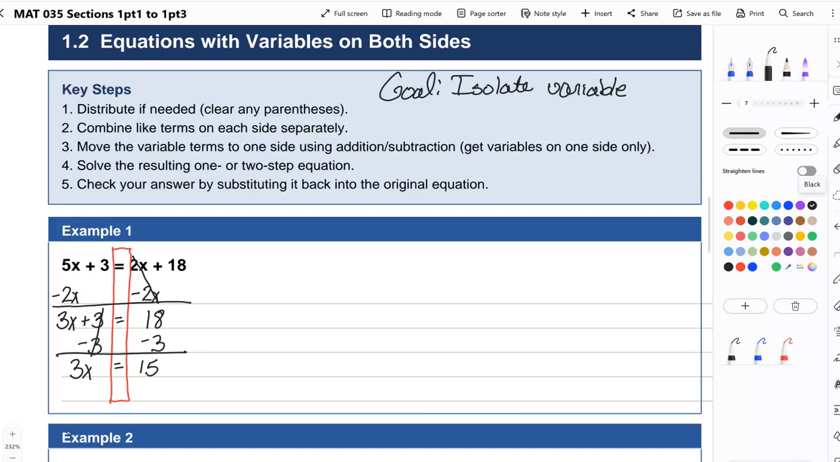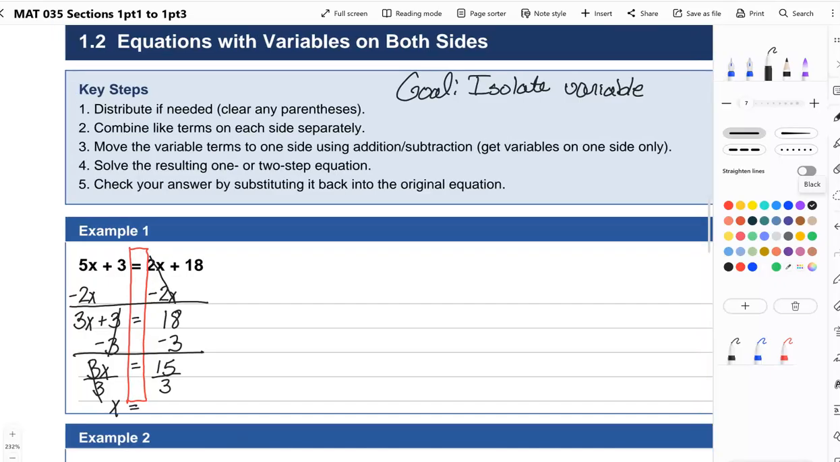So now I have a 3 times x. The opposite of times is division. What I do to the left, I've got to do to the right. So now that 3 divided by 3 is going to reduce to just 1. So this is 1 times x, which is just x. And 15 divided by 3 is 5. So I'm going to get x is equal to 5.